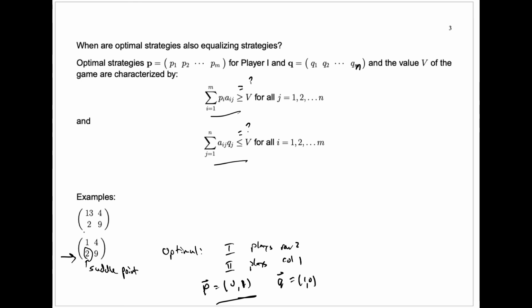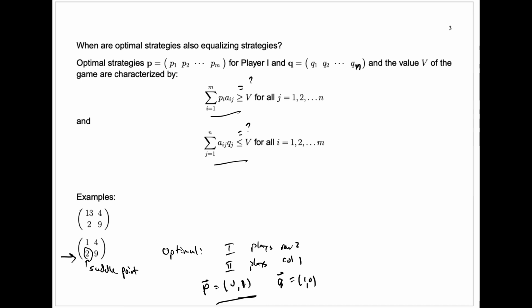Similarly, if player 2 plays column 1, they are guaranteed no worse than a payout of 2, but again, it's not an equalizing strategy. If player 1 switches and picks row 1, player 2 is better off, only has to pay out 1 in that situation. So when there's a saddle point, equalizing strategies are not possible, and the optimal strategies with the saddle point are these pure strategies that lead to the saddle point.